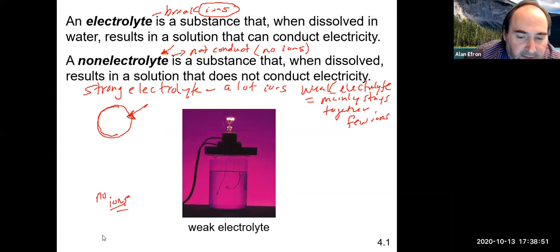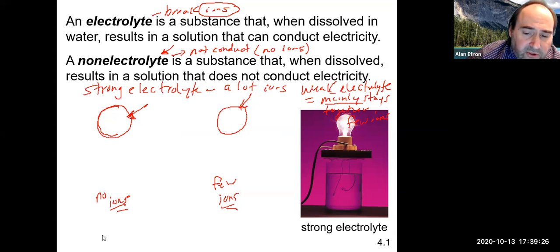Now, a weak electrolyte, like we talked about here, as I said, mainly will stay together, but it will produce a few ions that are floating around in here. So there's a few ions actually floating around that solution. You can see the light bulb comes on, but kind of dim in comparison to, say, a non-electrolyte, where it doesn't come on. Here it did at least come on, but it isn't going to be very bright. But because it still has some ions floating around that solution, it's still able to conduct electricity a little bit.